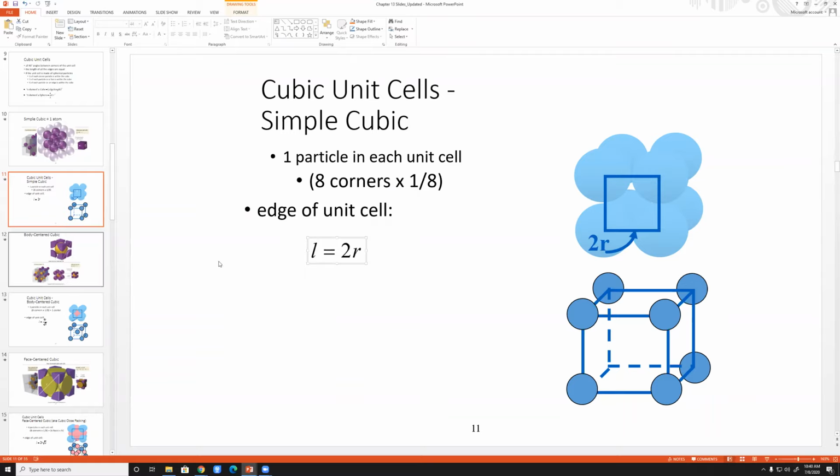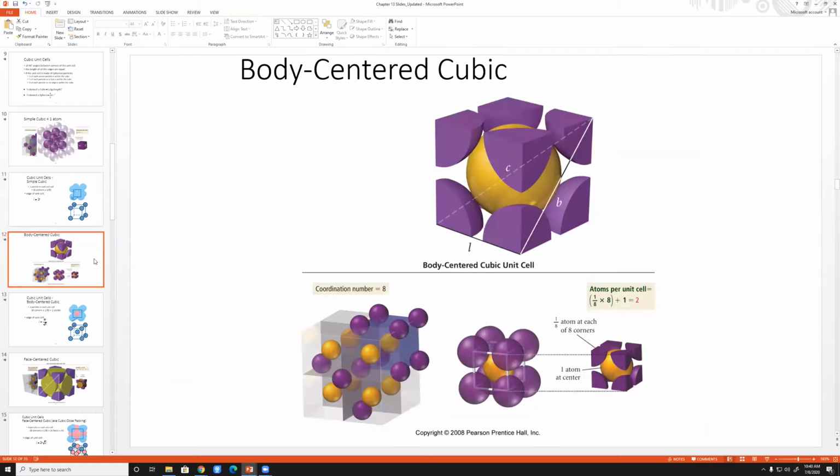And then you can do that to the 3rd, which will give you the volume. Then there's the second type, which is called a body-centered cubic. So body-centered cubic has a little bit different arrangement, but here it is. And you can tell, we can calculate the same thing. How many atoms are in each cell?